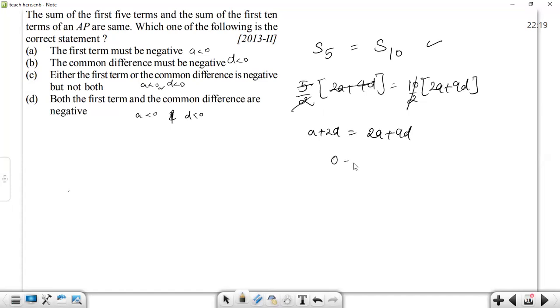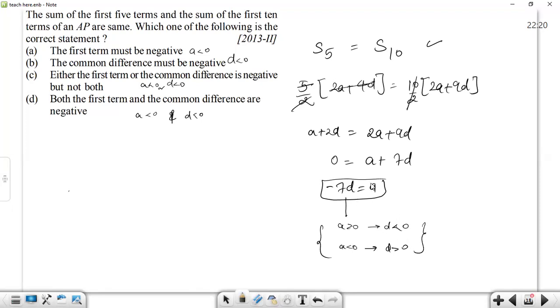Solving it further makes it a plus 7d equals 0. Okay, so it means that a equals minus 7d. Now from this we can conclude that if A is positive, then D has to be negative. If A is negative, then D has to be positive. Clear?